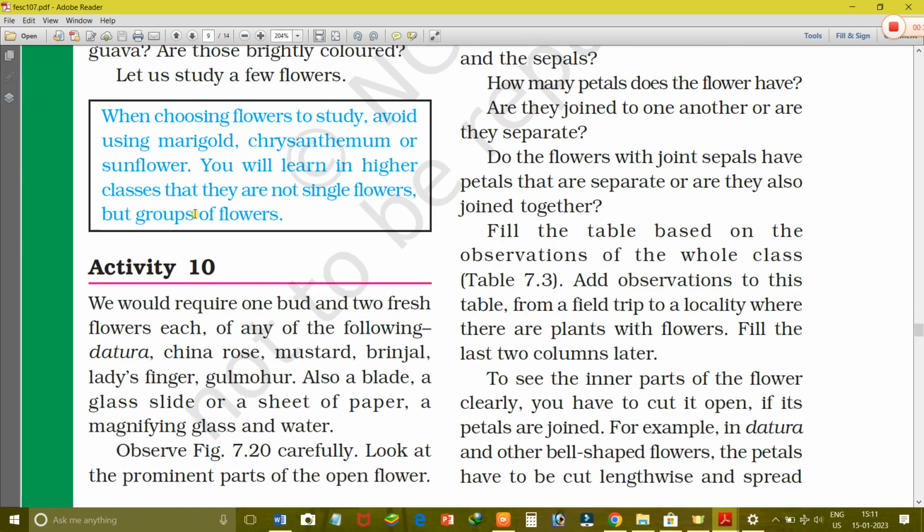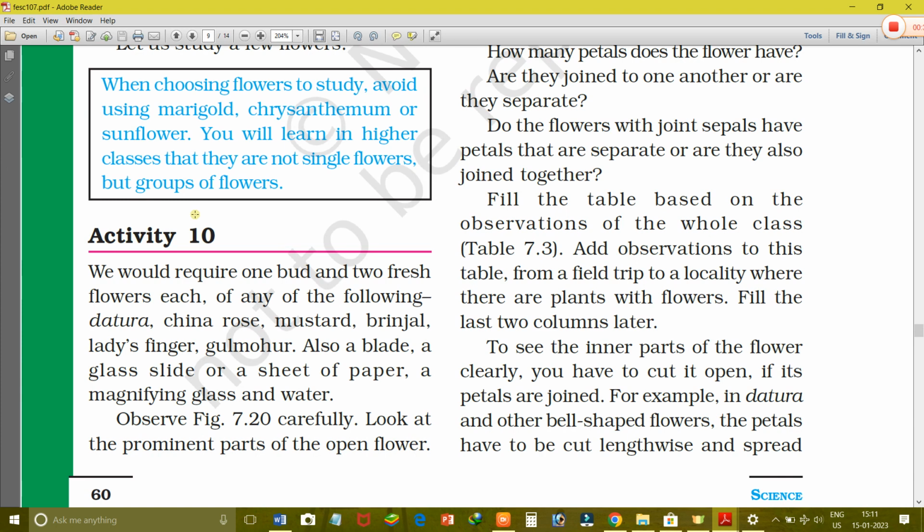Activity 10. We would require one bird and two fresh flowers each of any of the following: China rose, mustard, brinjal, ladyfinger, gulmohar. Also a blade, a glass slide or a sheet of paper, a magnifying glass, and water.